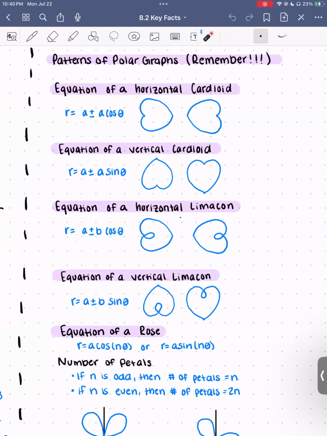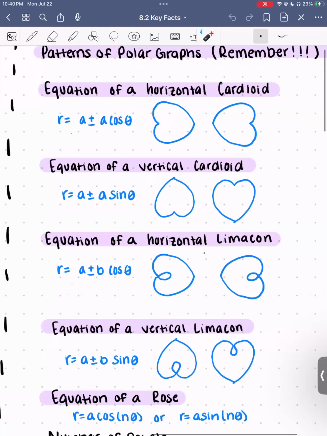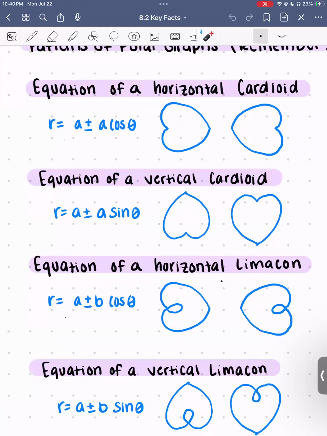So the first one is the equation for a horizontal cardioid. The cardioid looks something like this, kind of like a heart shape, and as you can see, it is sideways. For horizontal cardioids, we associate that with cosine. And also, what makes it a cardioid is that these two, the amplitude and the vertical shift, are the same number. So they're the same value.